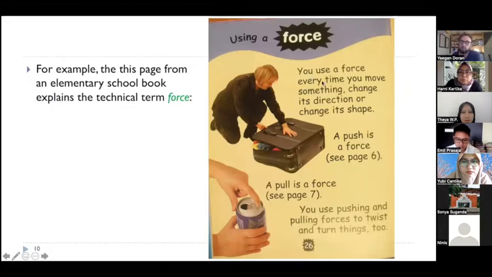You use a force every time you move something, change its direction or change its shape. So describing what a force does. A push is a force. See page 6. So classifying a push as a force. A pull is a force. You use pushing and pulling forces to twist and turn things too. This is a whole book. This is just one page. But importantly, it's setting up a little bit of technicality in force here.